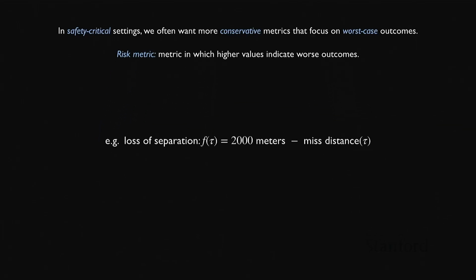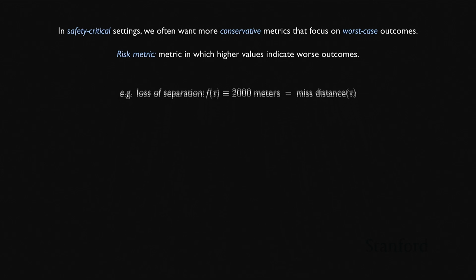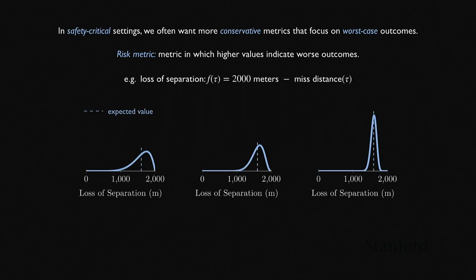One example would be if we flip that missed distance metric we were using. Say we always start with 2,000 meters of separation, and our loss of separation is then 2,000 meters minus this missed distance. So if we have a 0 miss distance, we lost all of our separation, we lost all 2,000 meters, and that's bad. The higher the miss distance, the lower this metric will be, so the less risky. All we did was take the metric we were using before and flip it around such that higher is bad.